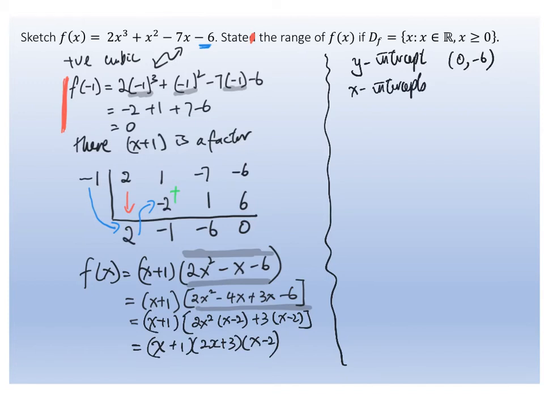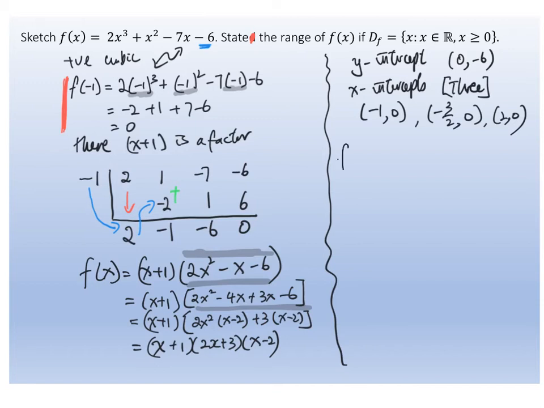you know that there will be 3 of them. Using the null factor law, I'm just going to write it straight out. The x-intercepts will be minus 1, 0. The second one will be minus 3 over 2, 0. And finally, the next one will be 2, 0. So now you actually got the 3 roots. Now let's sketch the cubic function.